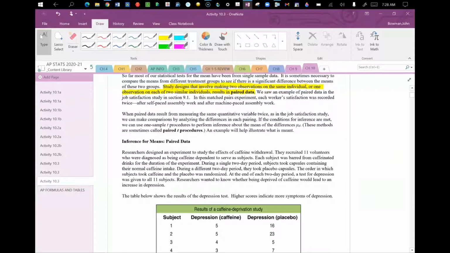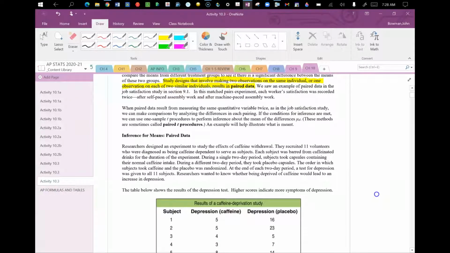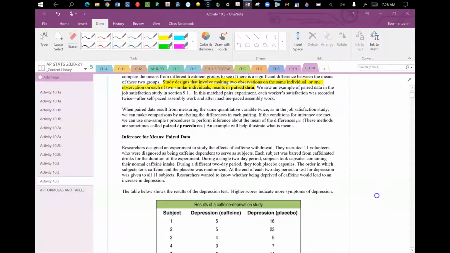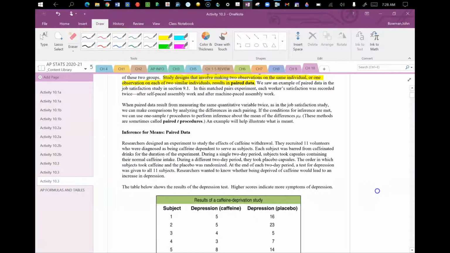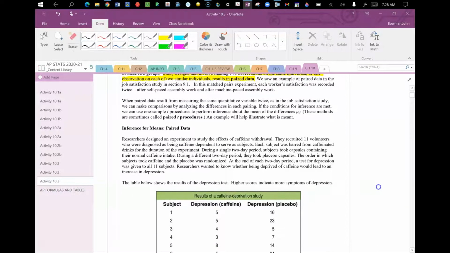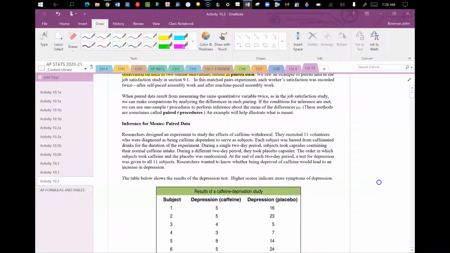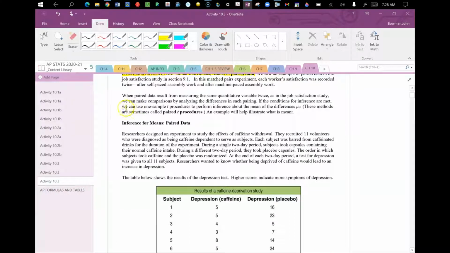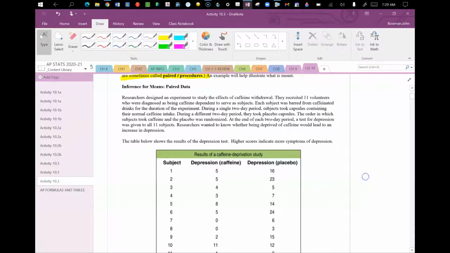We talked about this when we were talking about the job satisfaction study way back in section 9.1. We often get data like this from matched pairs experiment. And when we have that situation, we can use the one sample T procedures, but we have to use that on the differences. And when we do that, we call this the paired T procedure. So we're going to go through an example of that, and then we're going to talk about some things that you should pay attention to.